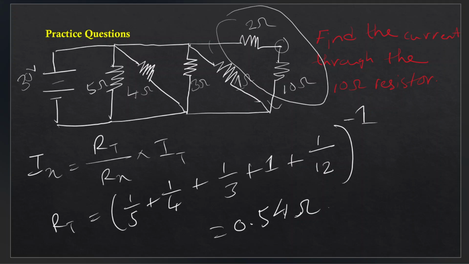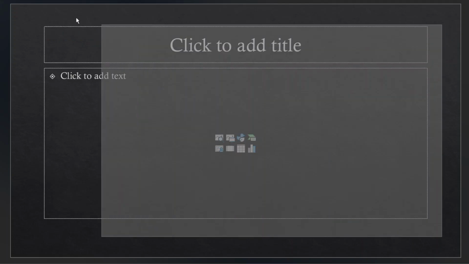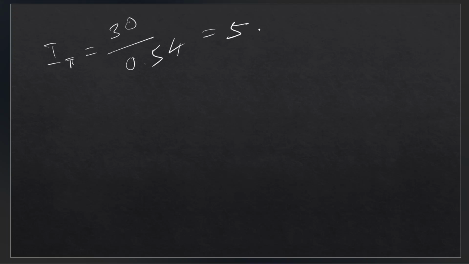Let's go to a new page. So we have RT, now we need IT. IT will be 30 volts, so E over RT, that is 0.54. We have 30 over 0.54, that's 55.56 amperes.